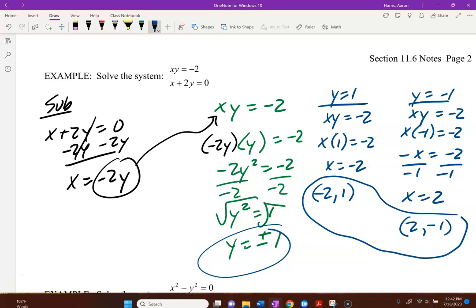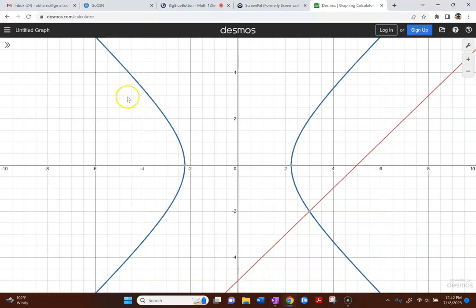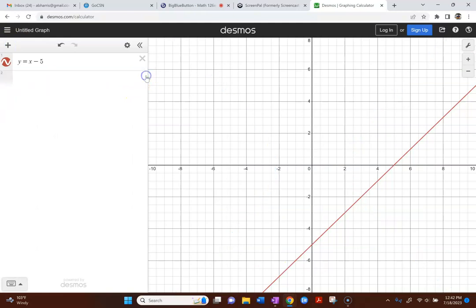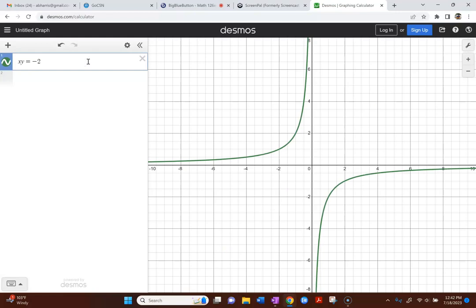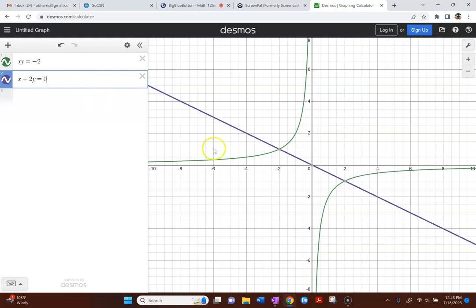Okay. Get a little visual on that one as well. Here's our rational function. And here's our line. And there's where they hit: (negative 2, 1) and (2, negative 1).